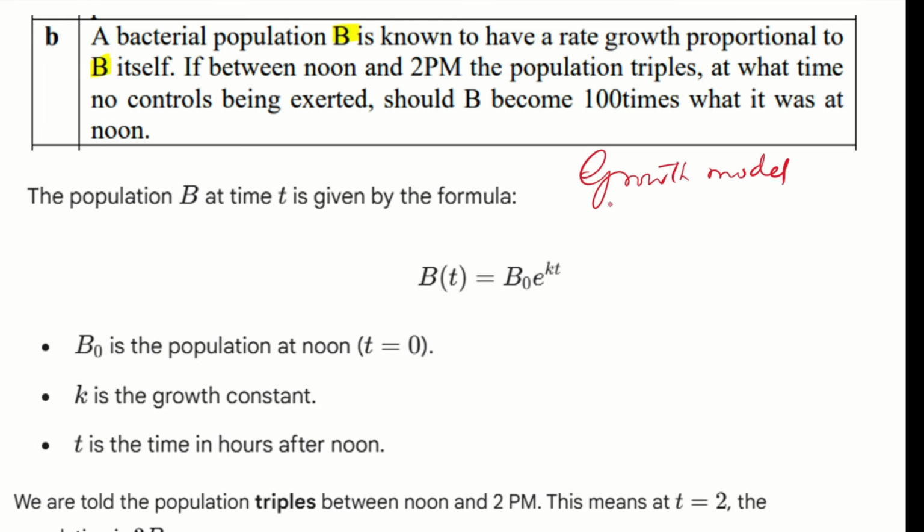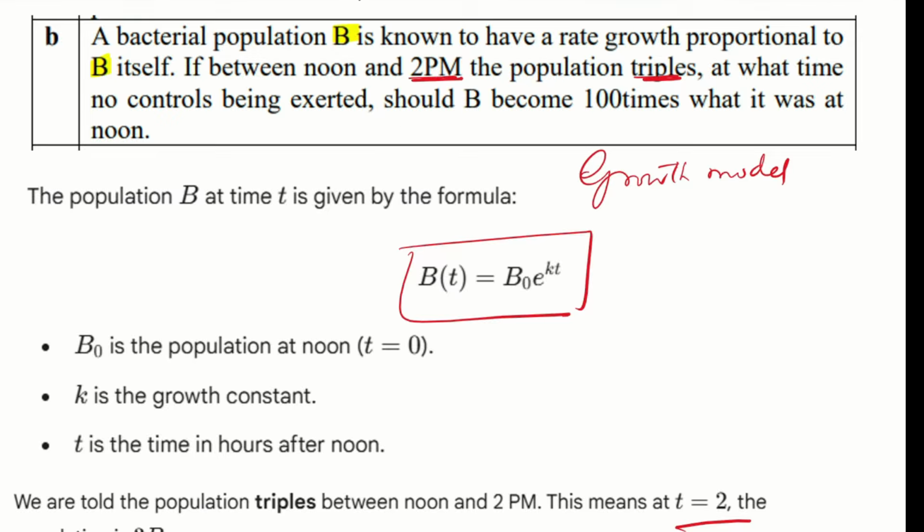So the model is given as B(t) equals B naught e raised to kt. Here B at time t is the population at time t, B naught is the initial population, that is at t equal to 0, t is the time, and k is a constant. In the problem, between noon and 2 p.m. the population triples, that means at time t equal to 2 the population triples, so B(t) will be 3 times B naught, the initial population.